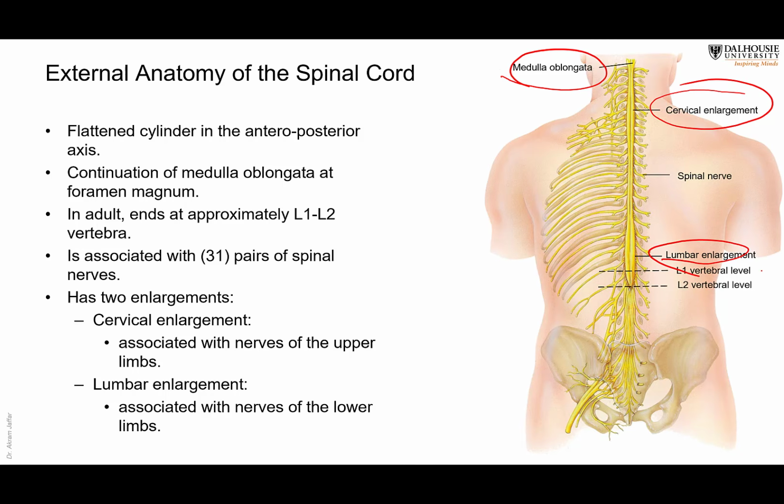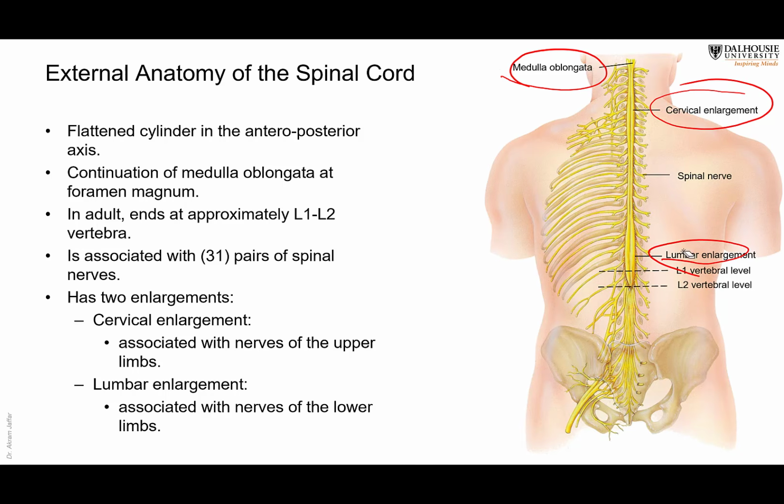Now, these enlargements indicate that there is more nervous tissue in these places. More nervous tissue means that there are more nerve cells, and these are required. The extra nerve cells are required for the nerve supply of the upper limb in the cervical enlargement, and for the lower limb in the lumbar enlargement. So there's more nervous tissue in the spinal cord to supply these structures. And you can see that there are 31 pairs of spinal nerves attached to the spinal cord.